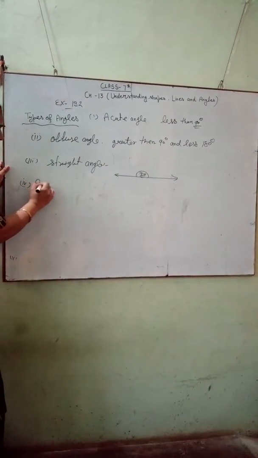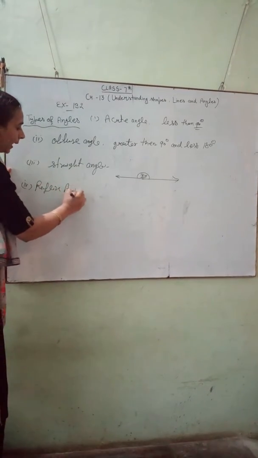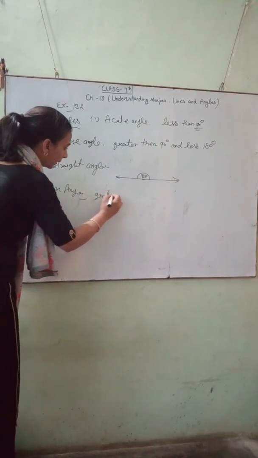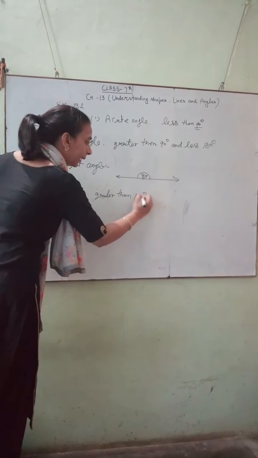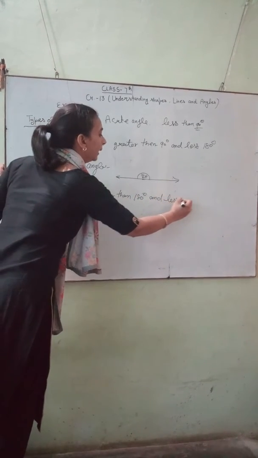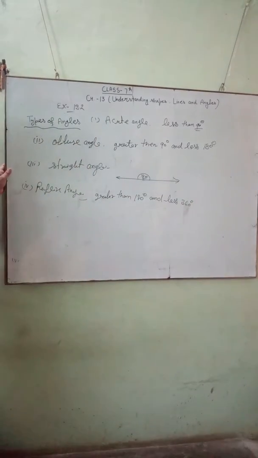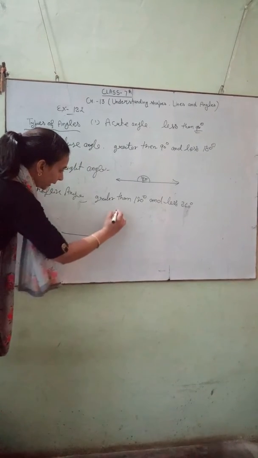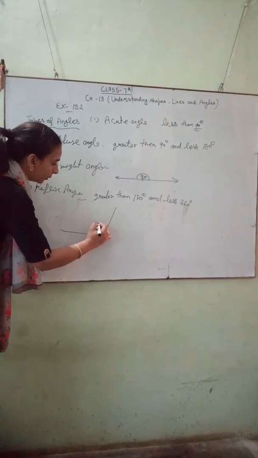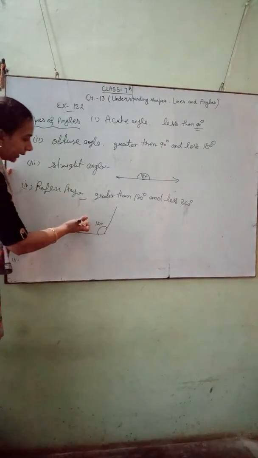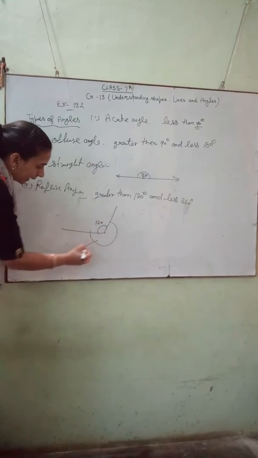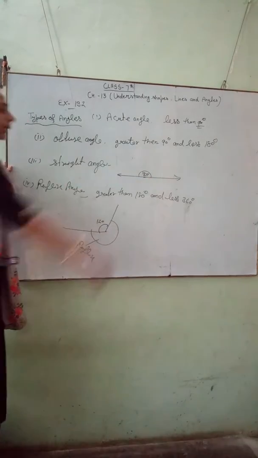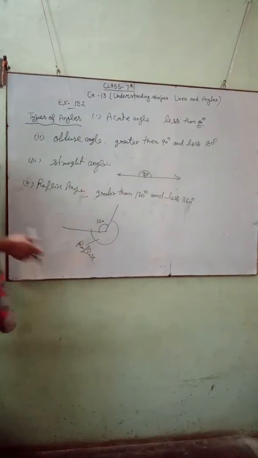Again, fourth is the reflex angle. An angle greater than 180 and less than 360 is a reflex angle. For example, if this is a 120 degree angle, then this complete angle is a reflex angle. A reflex angle is greater than 180 and less than 360. This is a reflex angle.